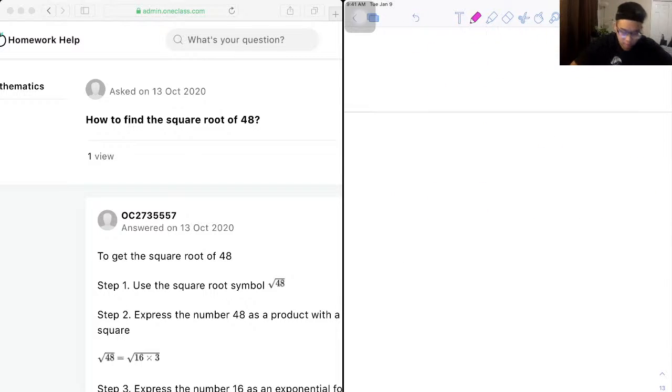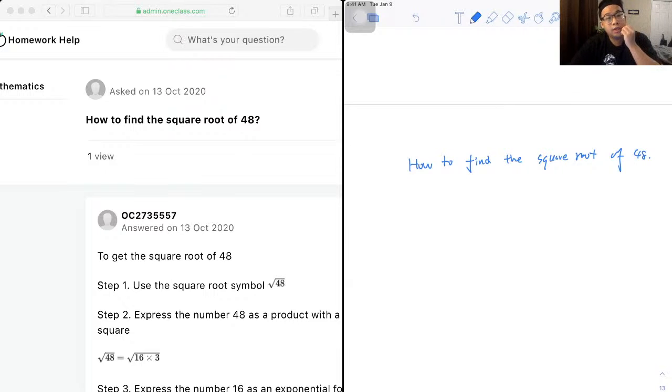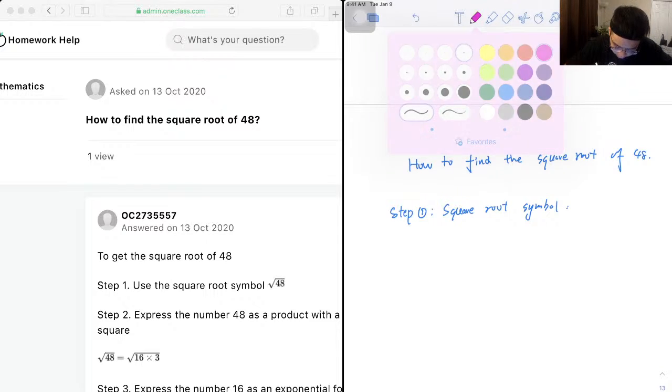Coming up, our next question is asking us how to find the square root of 48. Right. So in order to get the square root of 48, we need to use the square root symbol. So step 1, square root symbol, which looks something like this.